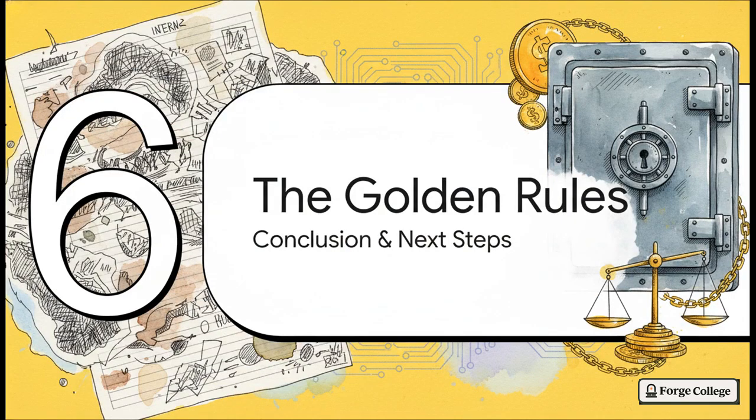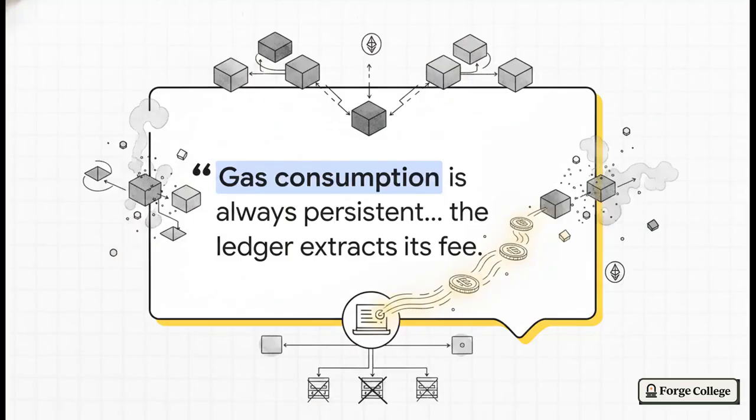Conclusion and next steps. We've definitely covered a lot of ground today, from the intern's messy scratchpad all the way to the heavy steel vault. But if you take absolutely nothing else away from this explainer, let it be this quote right here. Gas consumption is effectively always persistent. The ledger always extracts its fee up to the point of failure. This is the great asymmetry of Ethereum state management. Your storage writes might not survive a revert, your token transfers could totally get rolled back, but that administrative fee, it survives every single time.